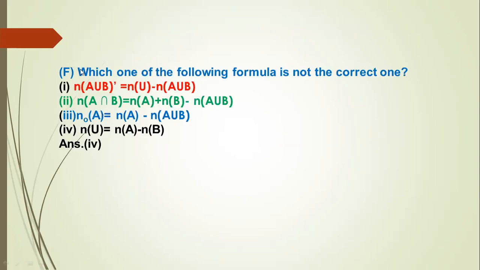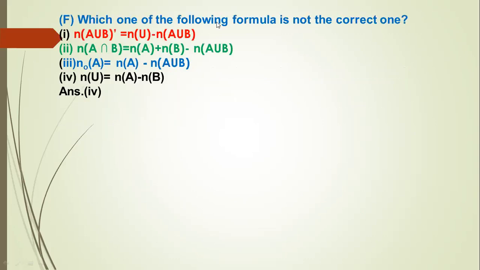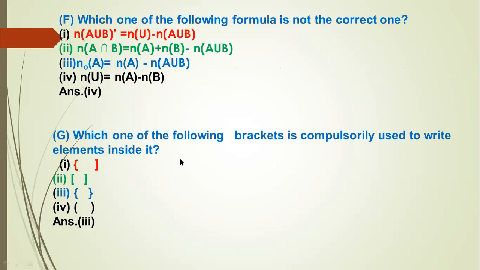Here, which one of the following is not the correct formula? It is not the correct formula: n(U) equals n(A) minus n(B). Okay, for the correct formula. And next one: which one of the following brackets is compulsorily used to write the elements inside it, in the set? This is the chapter Set. This one, the third number, the curly bracket, we have to use in a set to write the elements inside it.